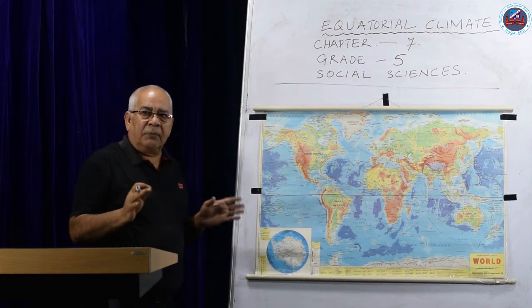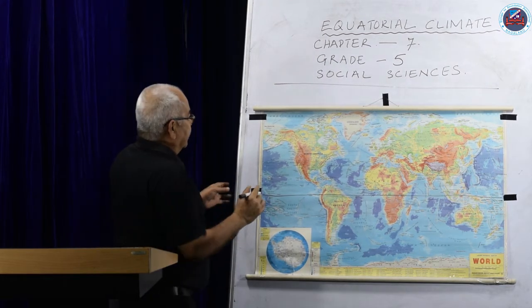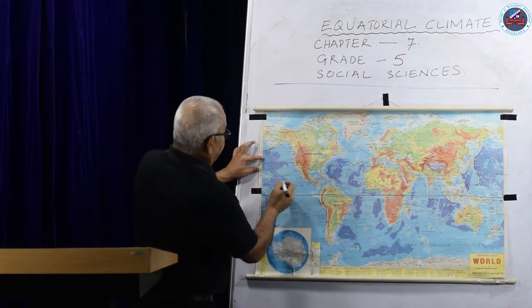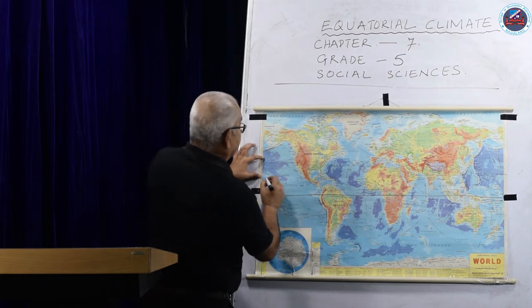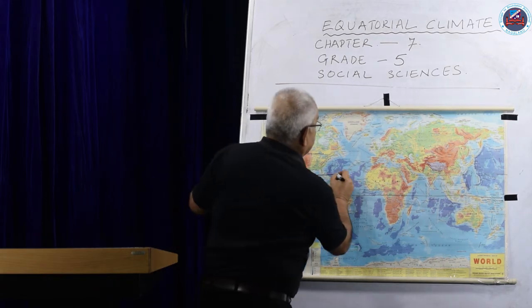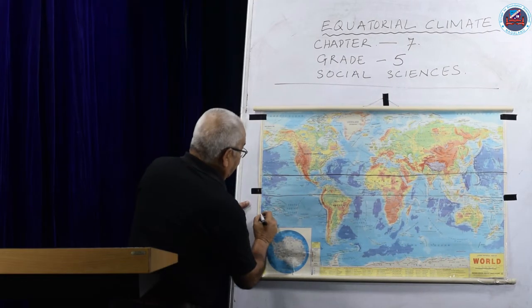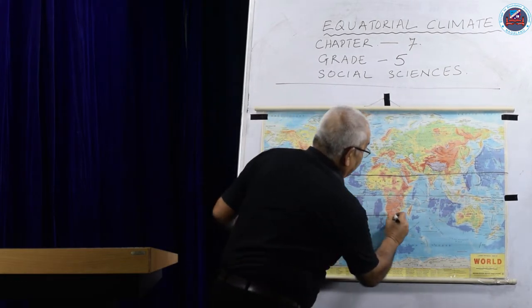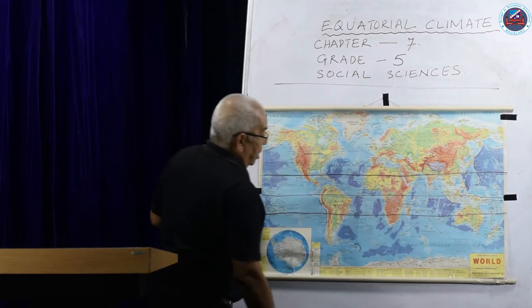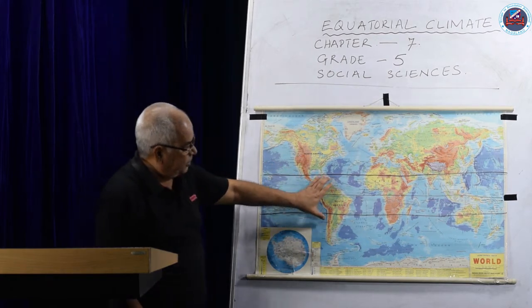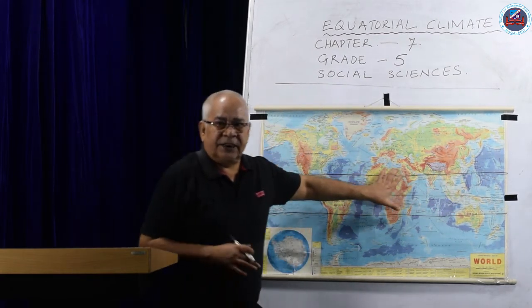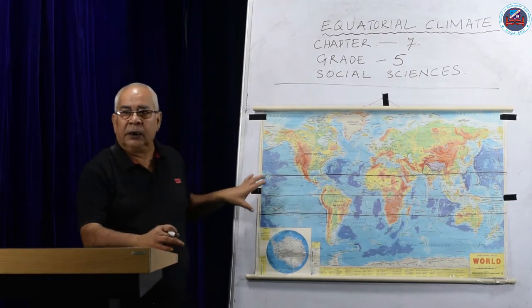Now when we are talking about the equatorial region, we are talking about from the Tropic of Cancer, that is here, to the Tropic of Capricorn. Today we are going to speak about this region. This region is known as the equatorial region.